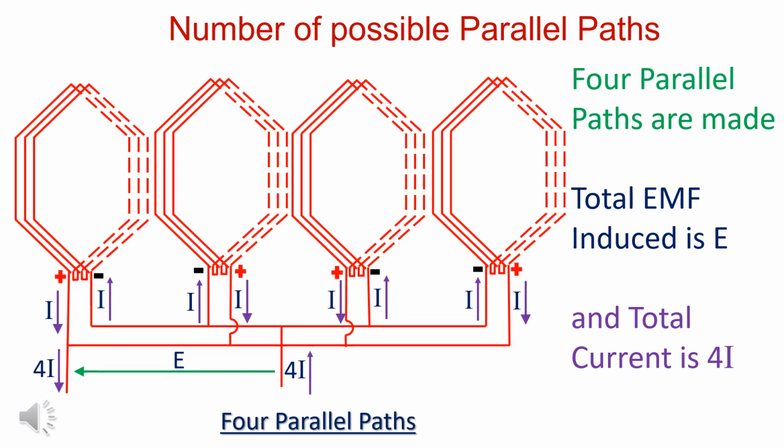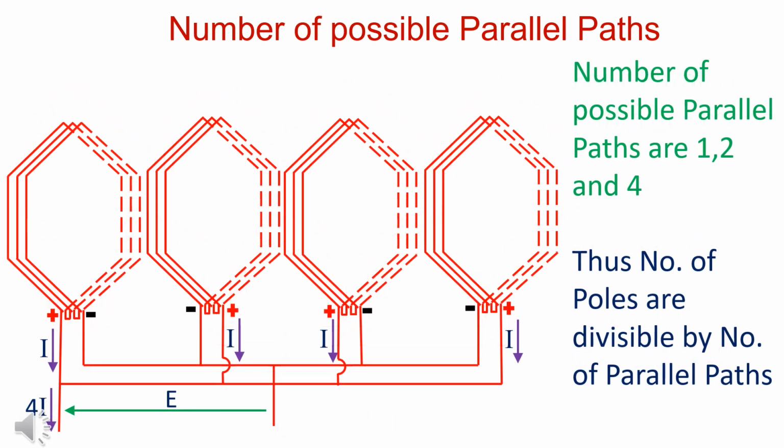Four parallel paths are made. Total EMF induced is E. Total current induced is 4I. Thus, number of possible parallel paths are 1, 2 and 4. Number of poles are divisible by number of parallel paths.